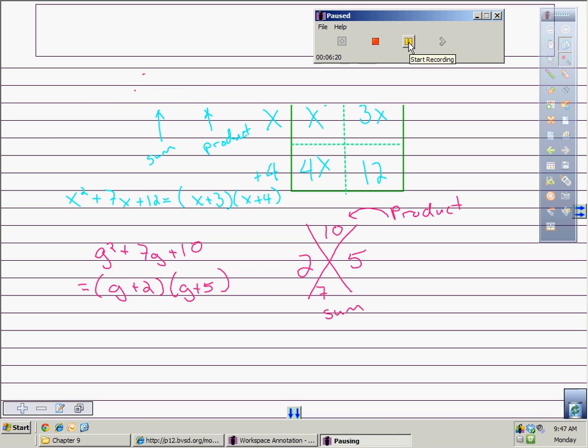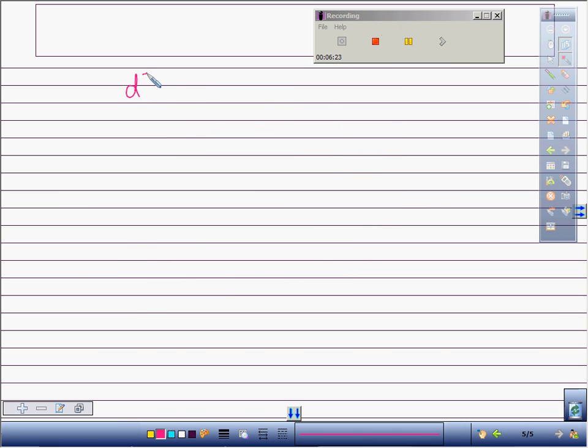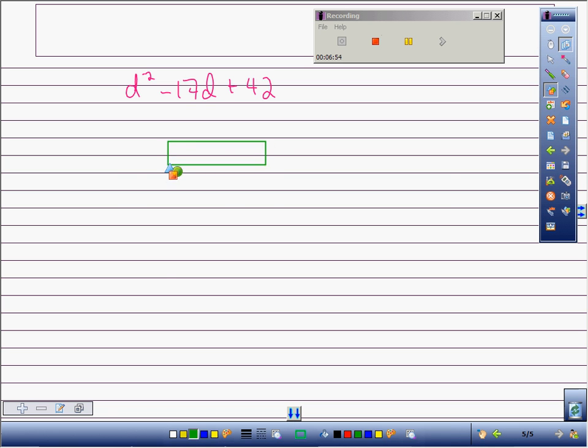Oh, I should stop. I'm going to throw in some negative signs. D squared minus 17d plus 42. And this is where it could get a little bit trickier. Should we use the box method or the cross method? The box? You like the box better? Okay, we'll do the box this time, then next time we'll do the cross method. Okay, so where's my boxes? These are my boxes. Let's make a box.